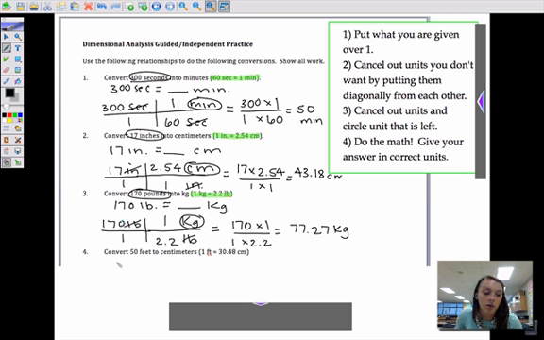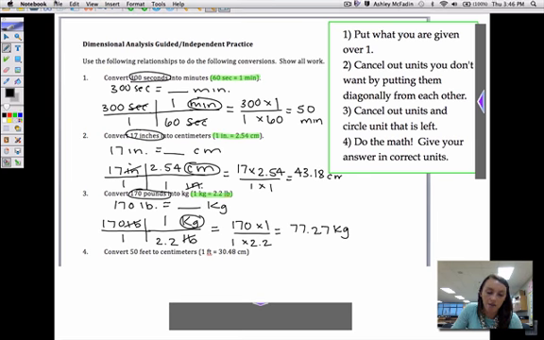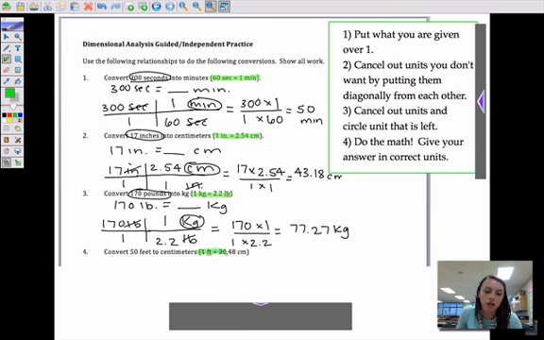So our last problem we're going to do together says convert 50 feet to centimeters. And I'm given that 1 foot is equal to 30.48 centimeters. So I'm trying to figure out that 50 feet is equal to blank centimeters. And the first thing I'm going to do is I'm going to put 50 feet, which is what I'm given, over 1. Forgot to circle what I was given. Bad science teacher. So I did my first step.